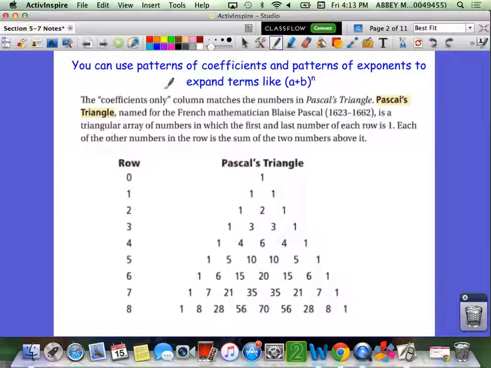And it also says each of the other numbers in the row is the sum of the two numbers above it. Now later on I'm going to break this down, but you might want to pause the video here and jot these down. We're definitely going to go all the way. Typically on non-calc we'll probably have you set it up and go through like the 6th power, but it's not uncommon for you all to see higher powers.